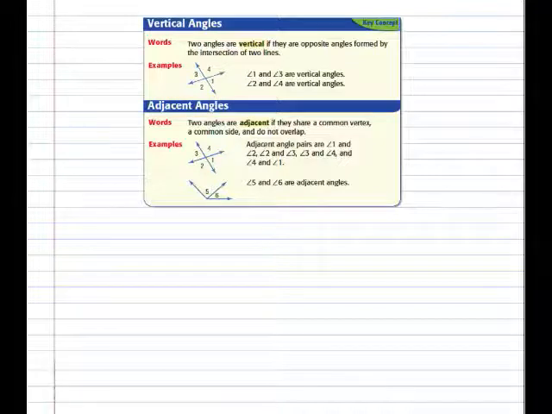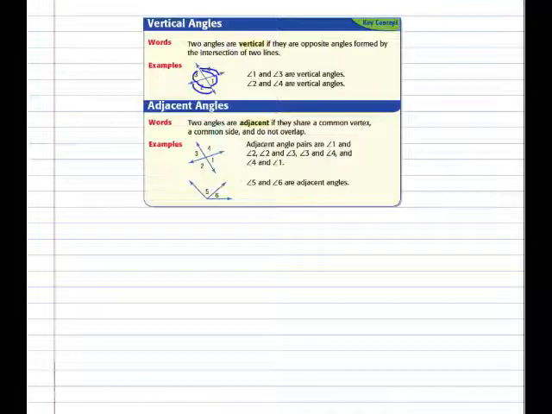Two angles are vertical if they are opposite angles formed by the intersection of 2 lines. In this case, angle 1 and angle 3 are vertical angles because they're opposite angles formed by these intersecting lines. Angles 2 and 4 would be a second pair of vertical angles.